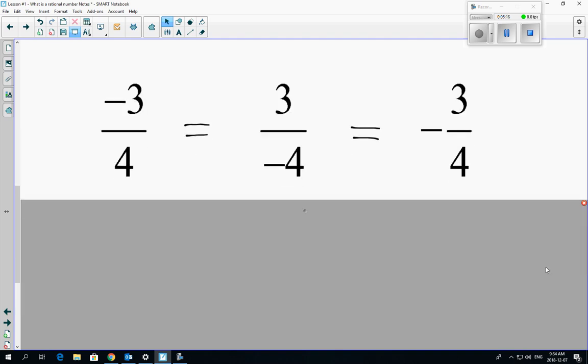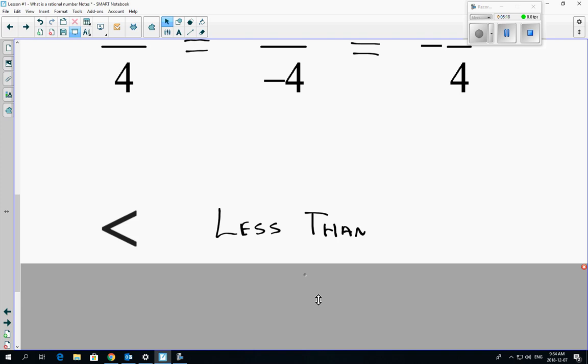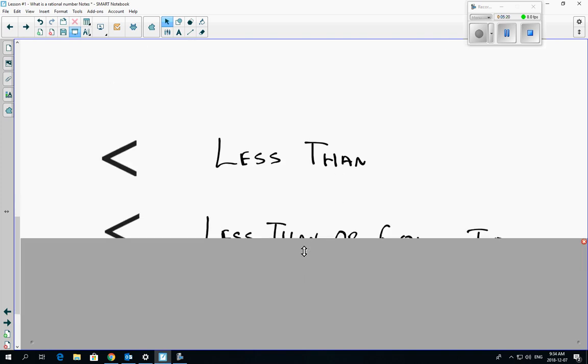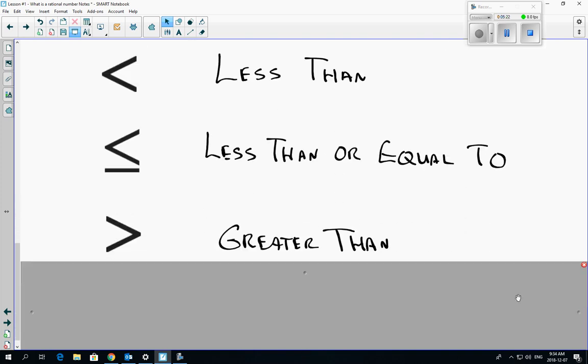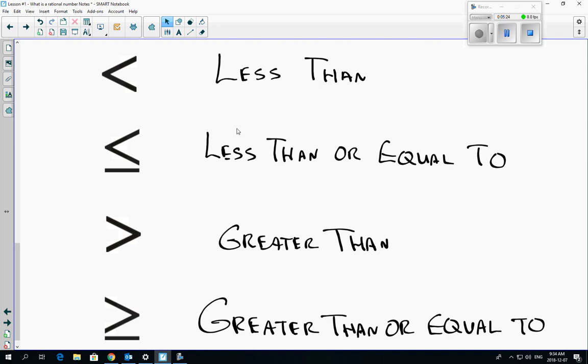And then the last thing here, we have some symbols. This is all good for rational numbers, just so you can do the first exercise. What we have here are the basic ones. Some of you might remember them as alligators eating the bigger number, or like a Pac-Man. So this is less than or equal to, greater than, or greater than or equal to. Okay, so now what you can do is go over to lesson 1 and do the exercise that goes with it.